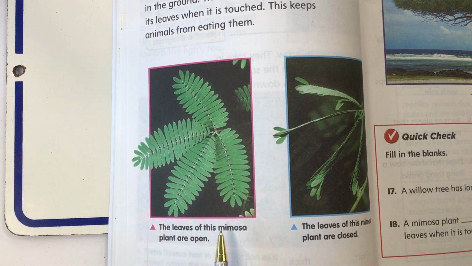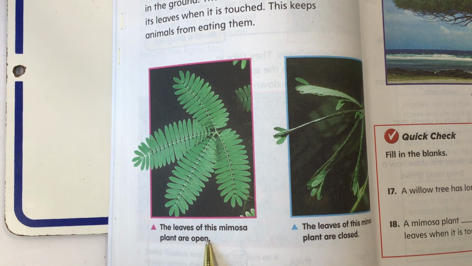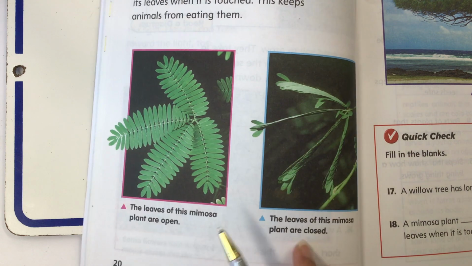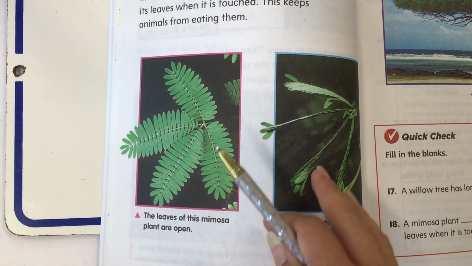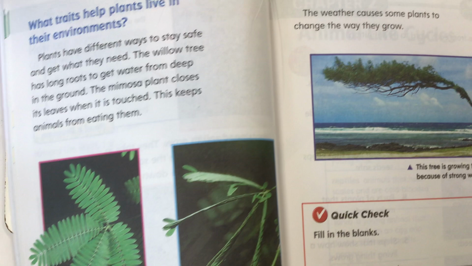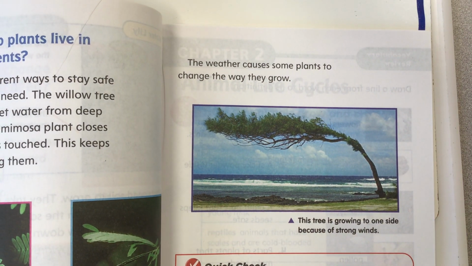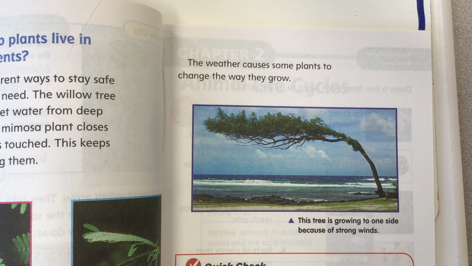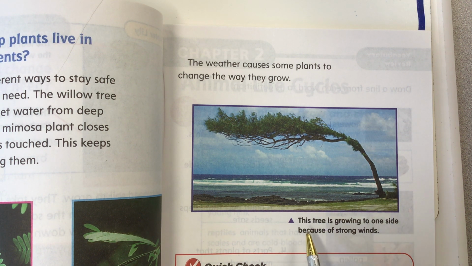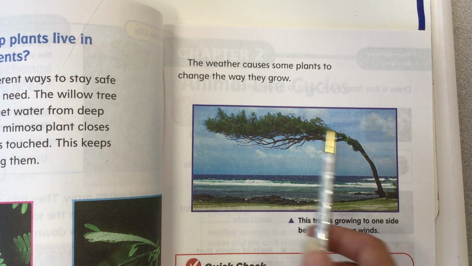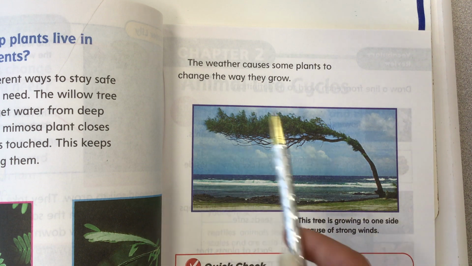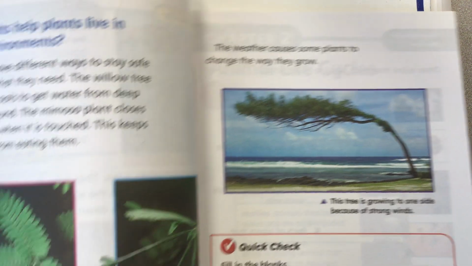The leaves of this mimosa plant are open. The leaves of this mimosa plant are closed, so someone must have touched it. It's pretty cool that plants can move like that. The weather causes some plants to change the way they grow. This tree is growing to one side because of strong wind. So you can tell the wind must blow this direction, so the tree is being forced to grow that way.